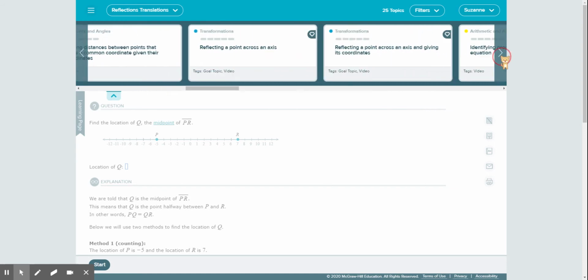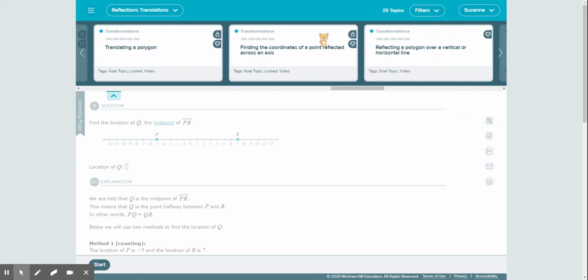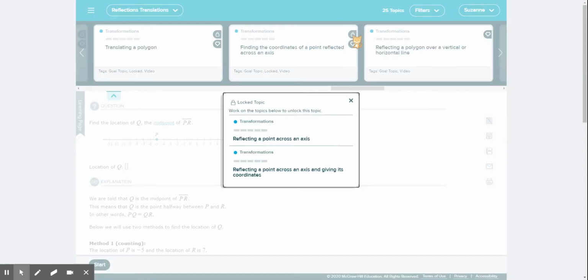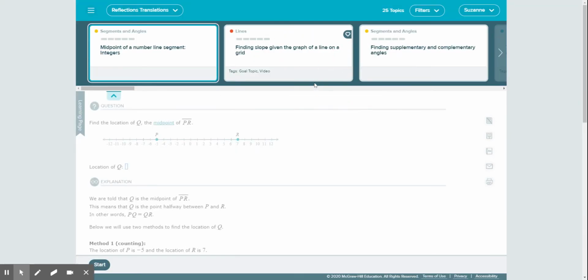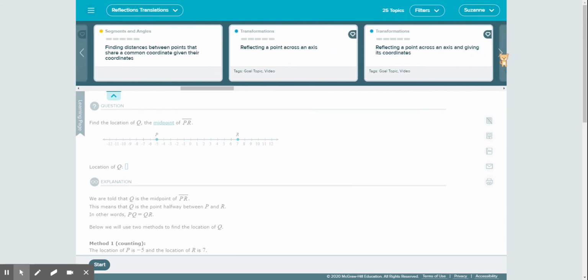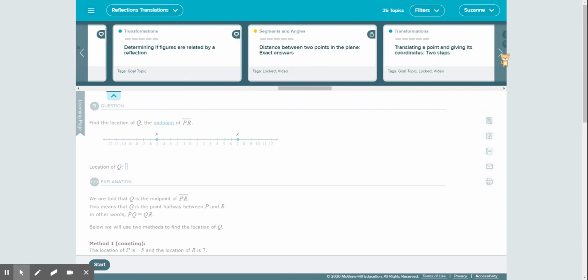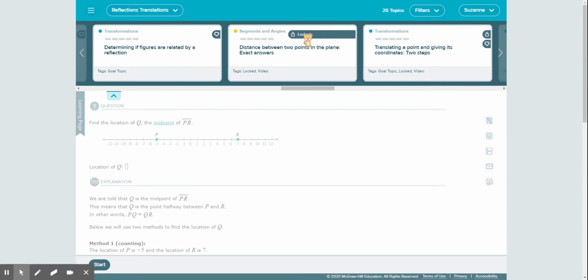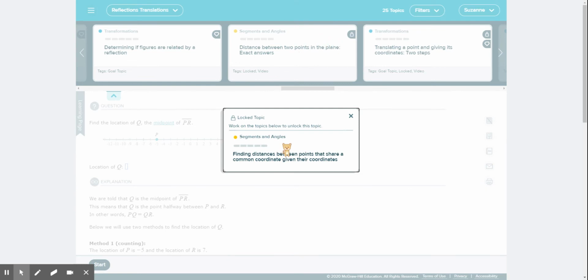The reason some of those topics appear is because some of your topics are locked. So this topic here has a little lock icon. That means I can't work on that topic until I do another topic before it. So before I can work on distance between 2 points in the plane, exact answers, I need to do finding distances between points that share a common coordinate given their coordinates. So this is kind of a simpler version of the same concept.